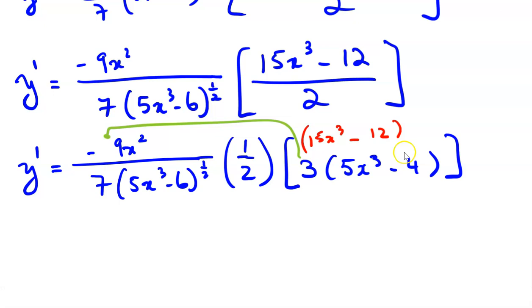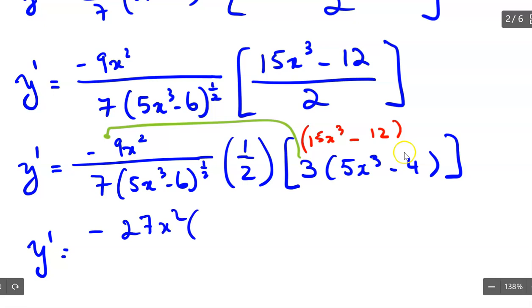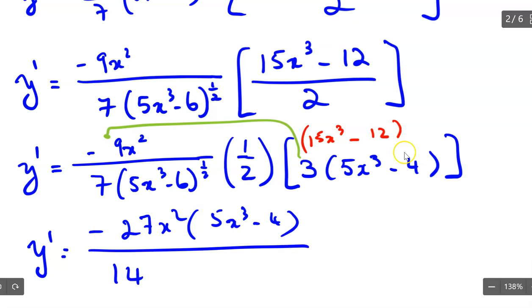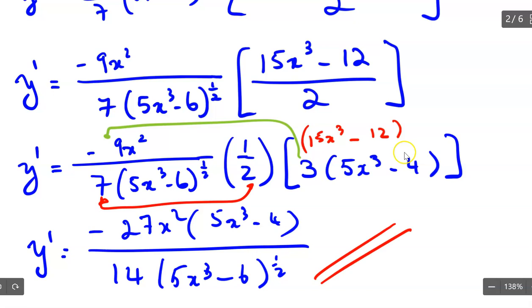Okay, therefore I am having y prime as negative 27x squared, 5x cubed minus 4, and down I have 14, 5x cubed minus 6 raised to the half, this time that gives me 14. All right, okay.